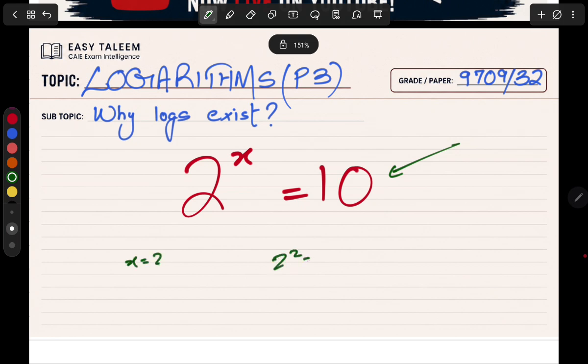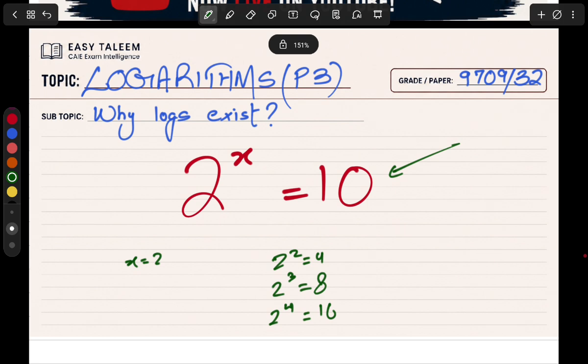Then 2 power 2 is 4 and not 10. Maybe x is equal to 3, but then 2 power 3 is 8 and not 10. Maybe x is equal to 4, so 2 power 4 is 16. So the answer lies somewhere between 3 and 4, but Cambridge doesn't want guesses. Cambridge wants math, right? Now, here's something interesting.